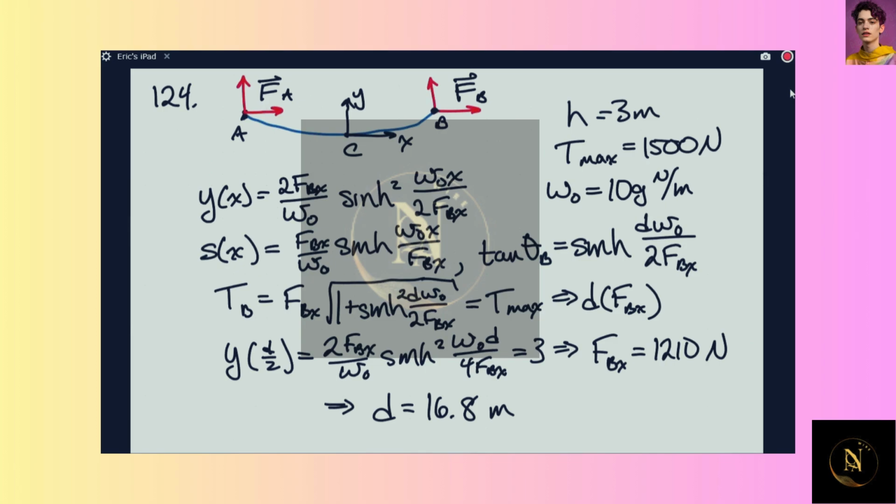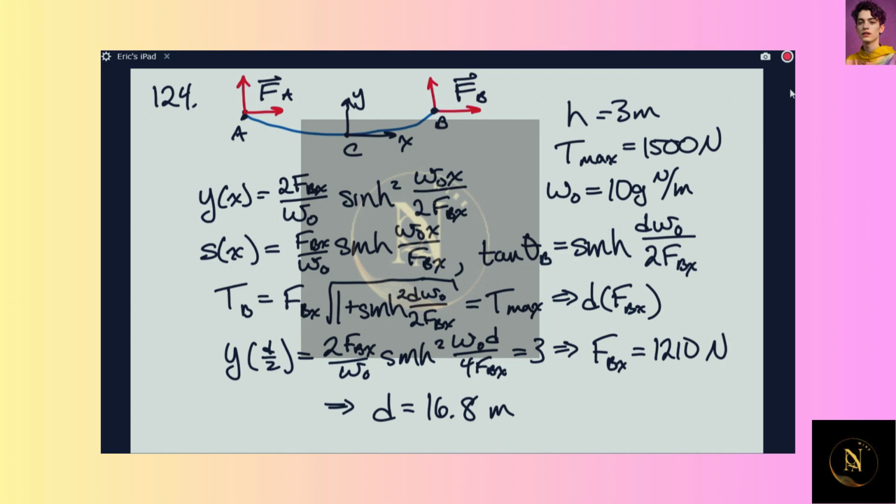So in this last problem, we have another cable that is spanning these two points here. We're not told how far apart they are. We're told that the cable sags 3 meters though, and we're told that it weighs 10 newtons per meter, or 10 kilograms per meter. And we're told that the maximum tension that we can have in this cable is 1,500 newtons.